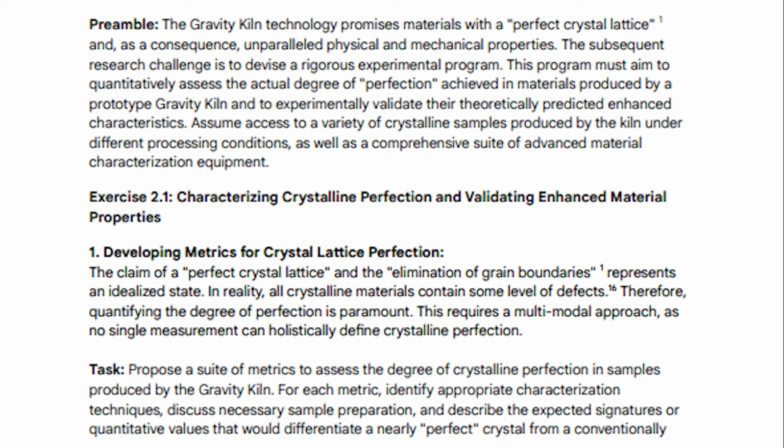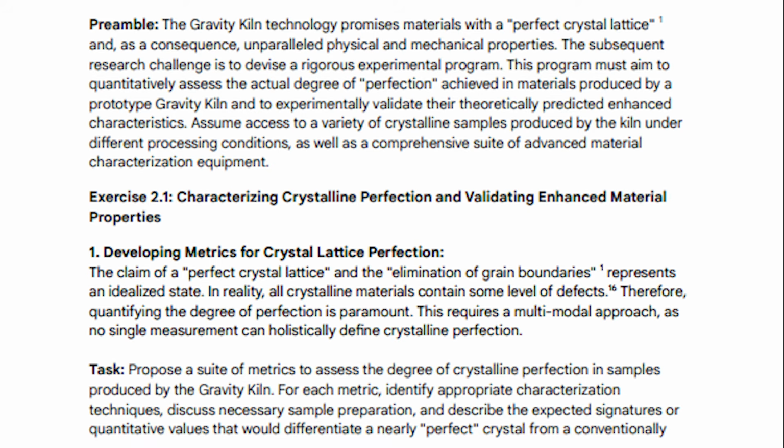Assume access to a variety of crystalline samples produced by the kiln under different processing conditions, as well as a comprehensive suite of advanced material characterization equipment. Exercise 2.1: Characterizing crystalline perfection and validating enhanced material properties.